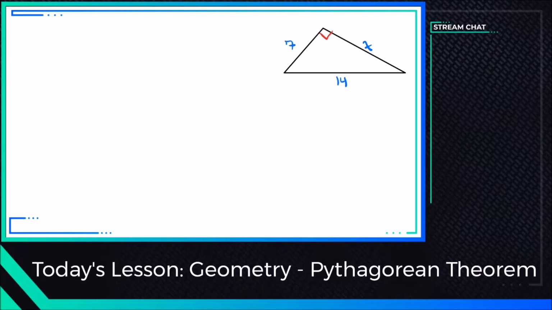We'll start again with our Pythagorean theorem here to find x. And so our Pythagorean theorem states the following: a squared plus b squared is equal to c squared.